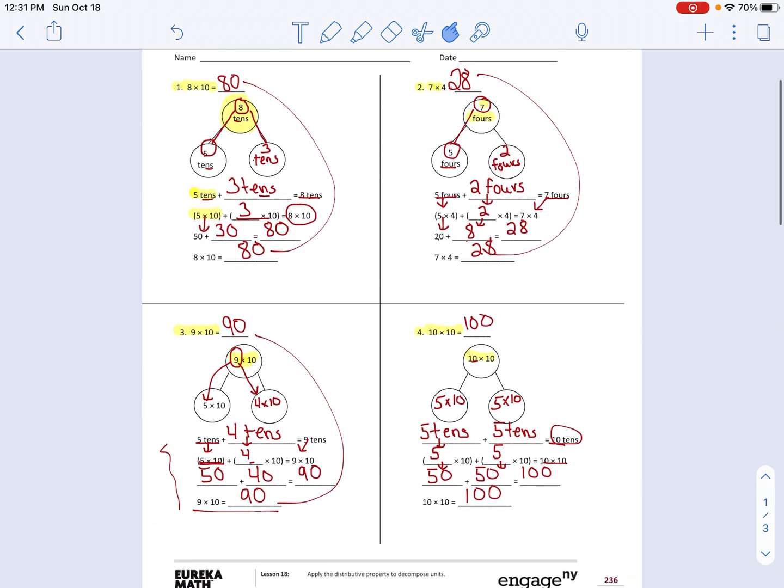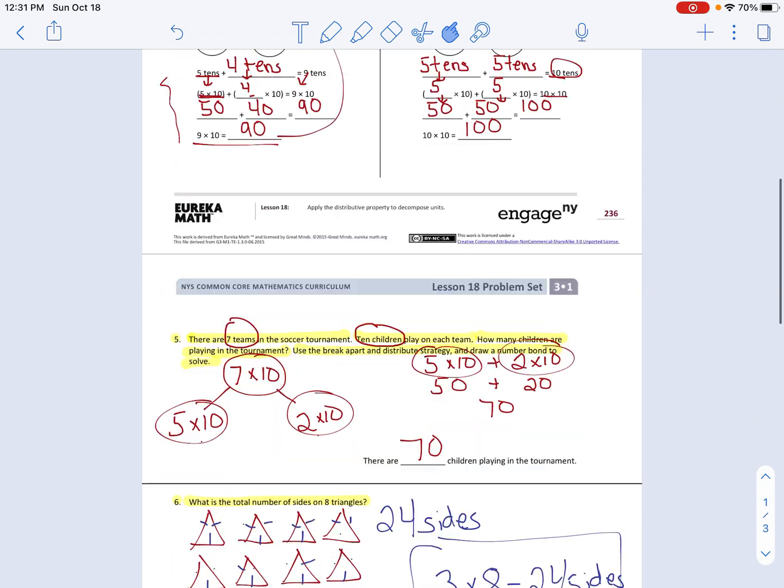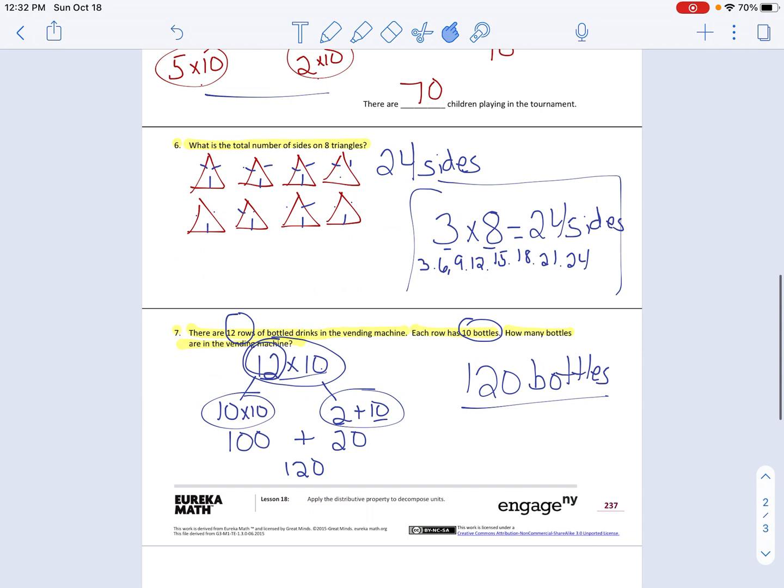All right, so the front part of your homework page is going to look just like these 4 problems. So come back and look if you're not sure what to do. On the back page, you're going to have one where you need to use the break apart strategy like I did right here on number 5, and the other 2 problems you're going to be able to solve on your own.